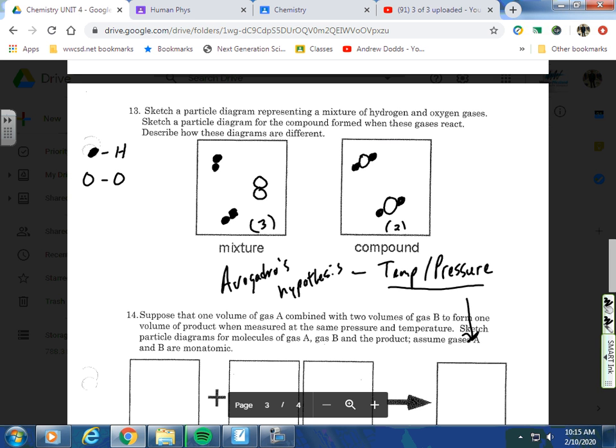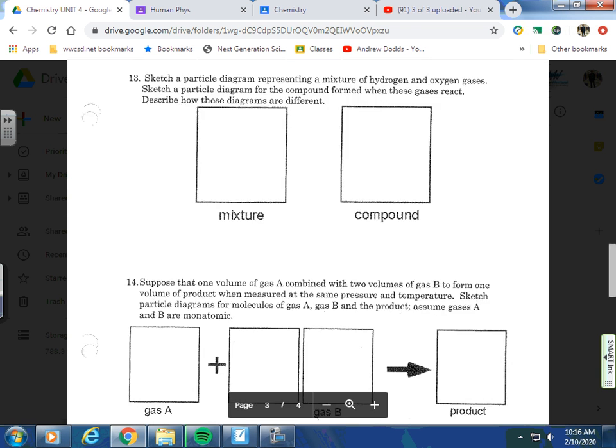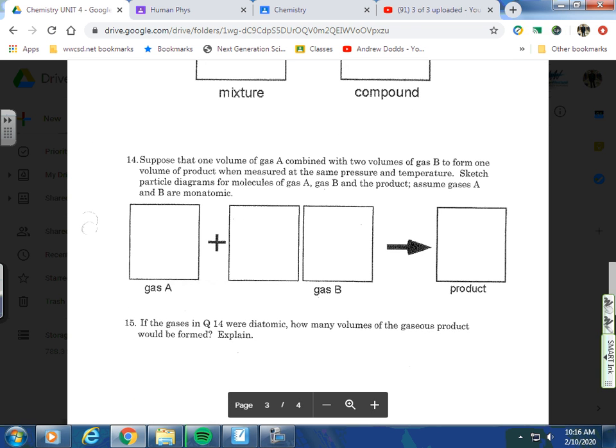One volume of gas A combined with 2 volumes of gas B to form 1 volume of product when measured at the same pressure and temperature. Sketch particle diagrams for molecules of gas A, gas B, and the product. So here we're going to do kind of the same thing. And it says gases A and B are monatomic. So we don't really know what gas A is or gas B. So maybe I'll just do something like a couple dots in this one, maybe a couple dots in this one.